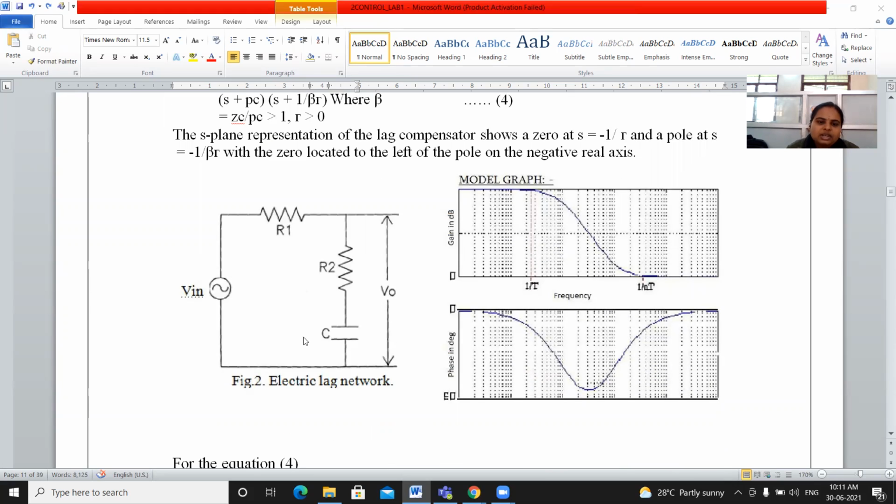This is the lag network, where the capacitor is connected across R2. And this is the graph you'll get of the gain and also the phase.